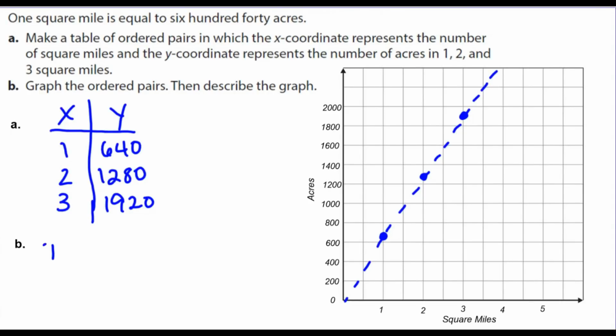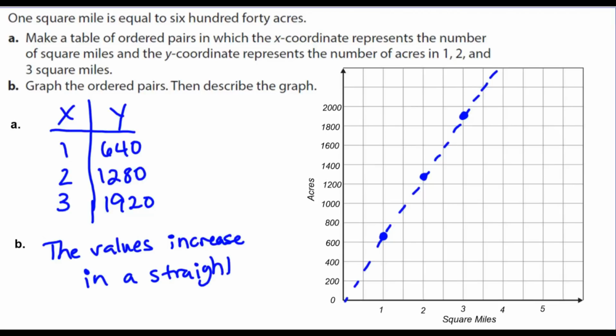So I'm going to say the values increase in a straight line. And that's all I need to say to describe that graph. Okay, so the point of today: ordered pairs using the coordinate grid system, and relations, sets of ordered pairs that have a domain, which are all the x values, and a range, all of the y values.